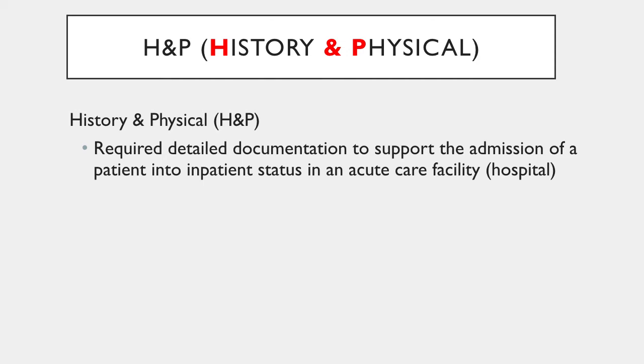An H&P is usually used and written by a physician who is responsible for admitting a patient into an acute care facility, also known as a hospital. The H&P must be in the patient's record within 24 hours of admission into the facility or prior to any procedure or surgery performed. Basically, the H&P is the admitting physician's notes on why this admission to the hospital is necessary for this patient.